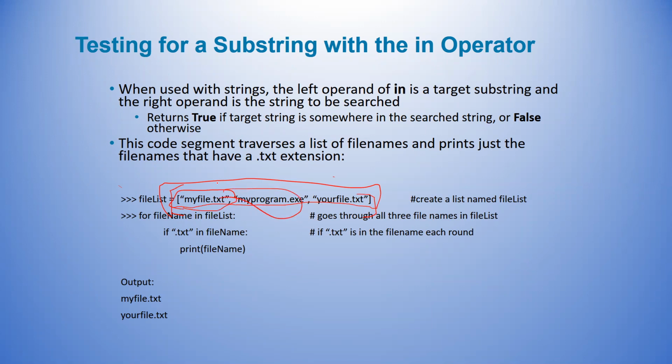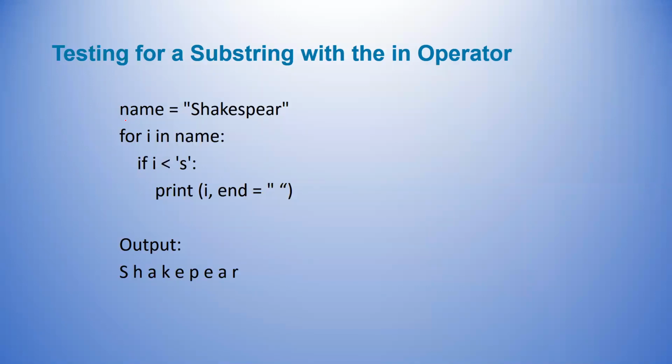Several strings. And here we are saying, okay, it doesn't have to be a list. It can be a string also. So here is the code. For i, this is simply a variable. In, that's the keyword, operator, name, which is this string, right? And this i will go through each character because it's a string. A string is a sequence of characters. So it goes through each character.